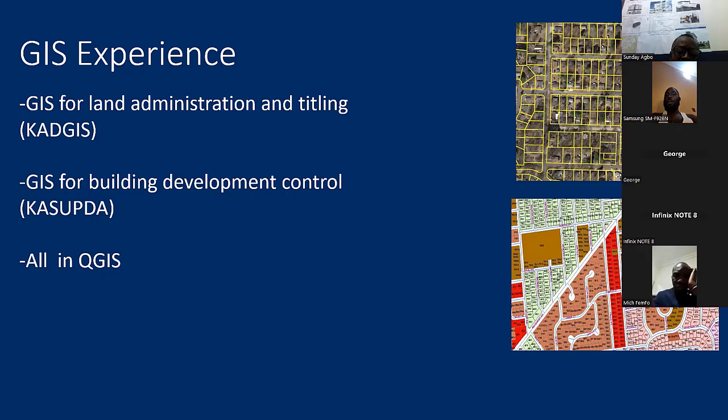Now, this is exactly what we are doing for Kaduna State government in terms of land, building, and development control. All these things, we use a particular software called QGIS. In GIS, there are many other software, but we focus more on QGIS, and the reason is that it's open source. Like the email that we sent to you, we show you how you can install that particular software.